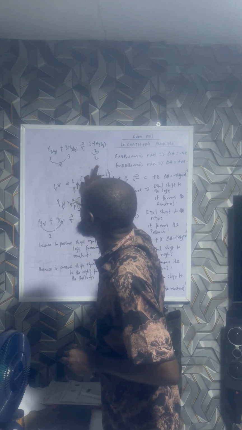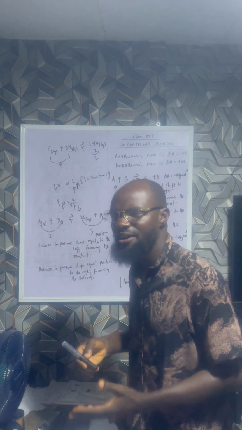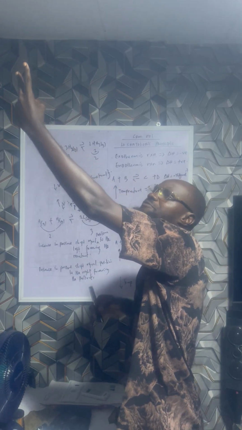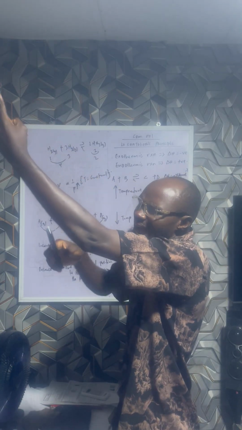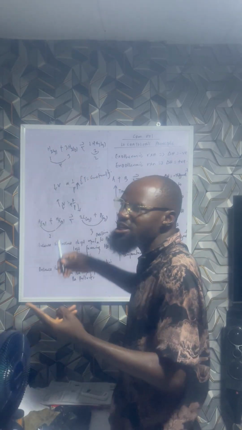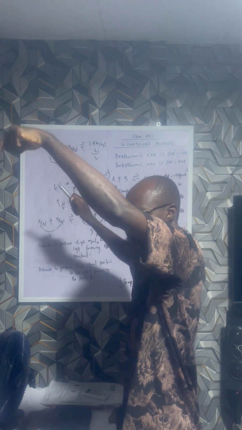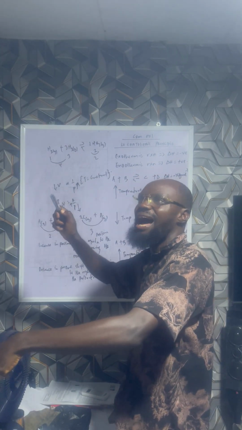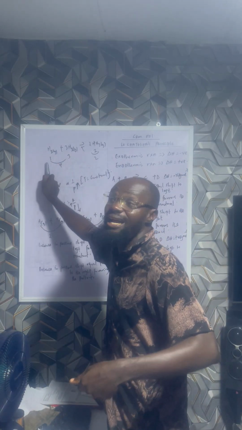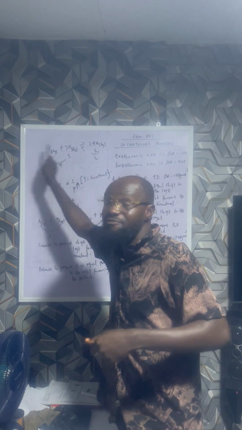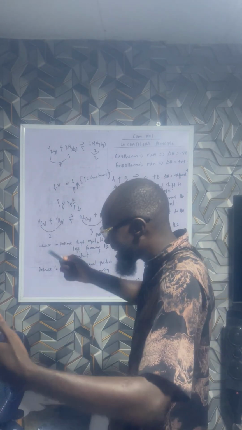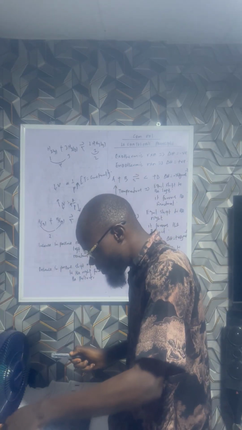This is 4, and this is 2. Automatically, if I increase pressure, equilibrium shifts to the side where I have lower volume, which is here. Equilibrium shifts to this side. If I decrease pressure, equilibrium goes to where I have higher volume. It will go towards this side, which means equilibrium will shift to the left-hand side if I decrease pressure, because decreasing pressure, the volume goes up.